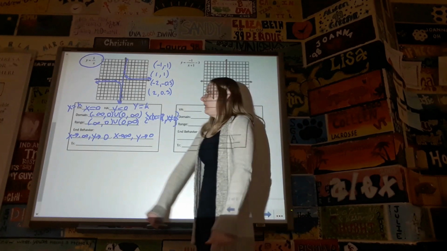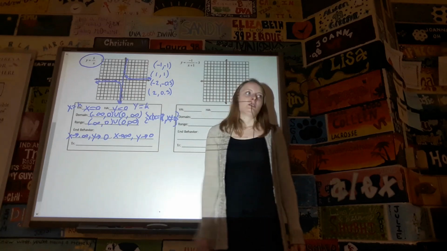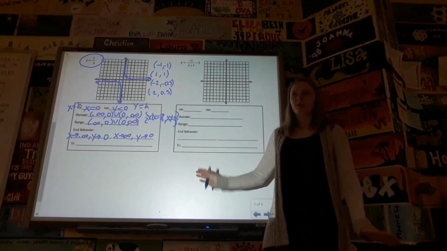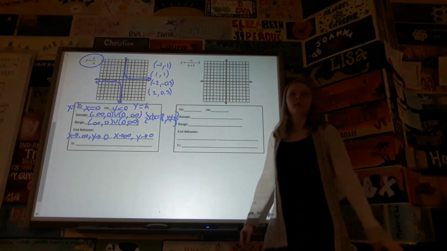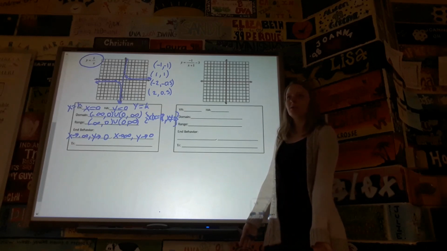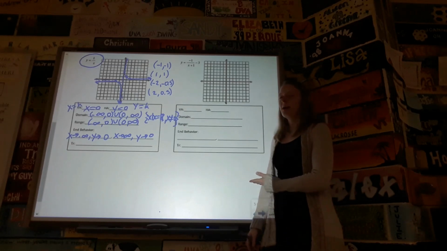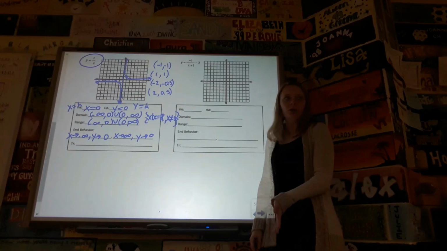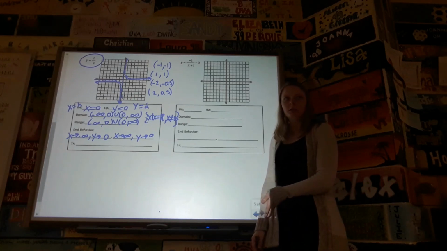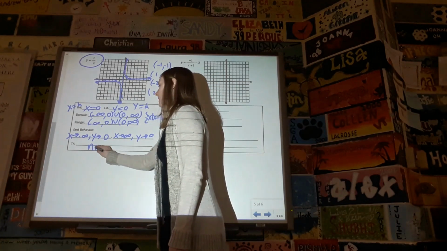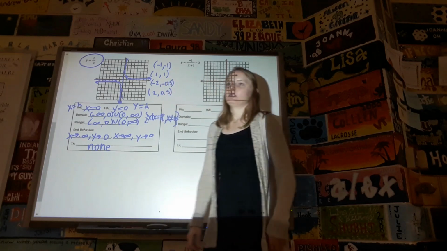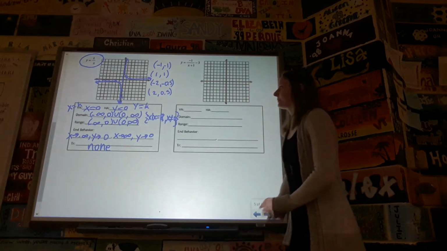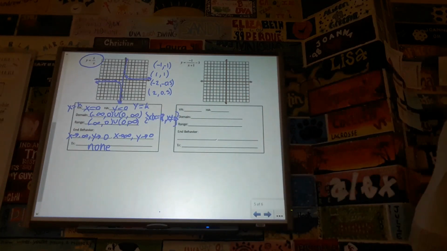Okay? And then lastly, transformations. What transformations am I doing to the parent function? Am I going left or right any? Am I going up or down any? Is that reflected at all? No stretching or compressing? Okay, so this one would be none. That is the definition of a parent function, that you don't have any transformations. All right, let's try the one next to it.